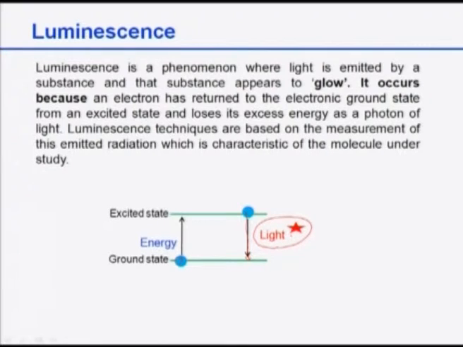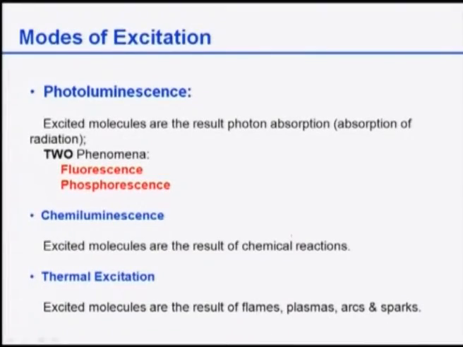So, luminescence techniques are actually based on the measurement of this emitted light, emitted radiation, and as we have discussed over the last few lectures on different aspects of UV visible spectroscopy or FTIR, the infrared spectroscopy, this emitted radiation is always characteristic of the molecule because of the specific electronic transitions which take place in such a process. Well, there will obviously be different modes of excitation.